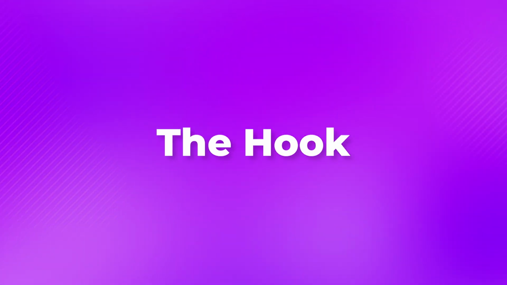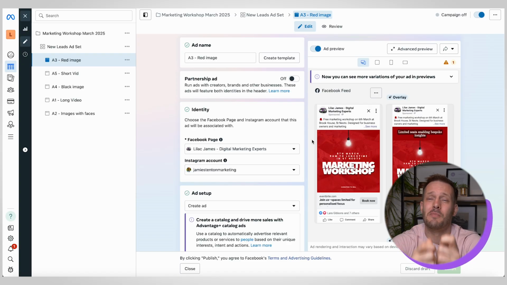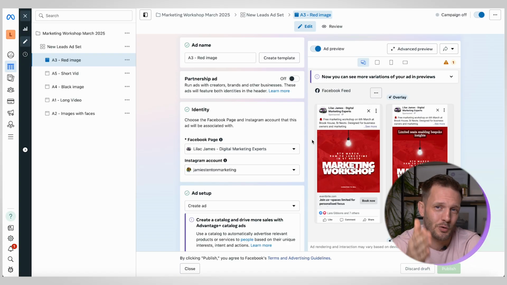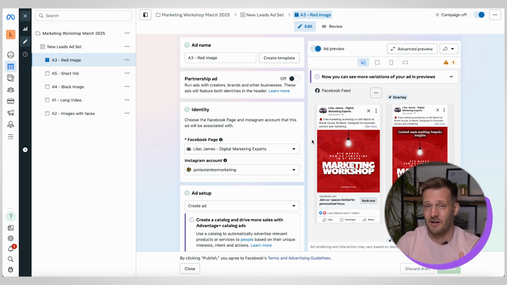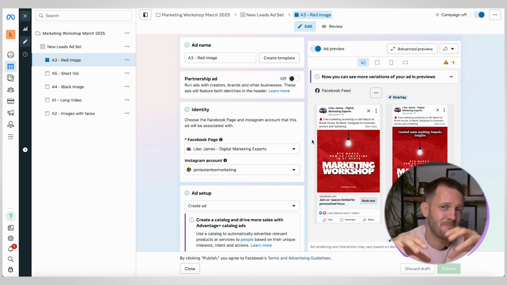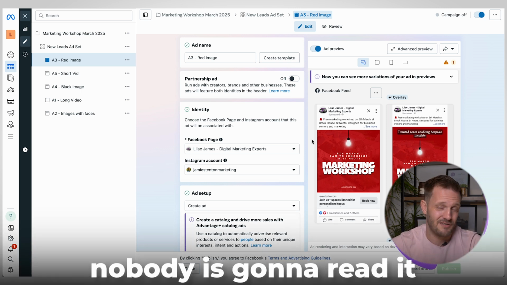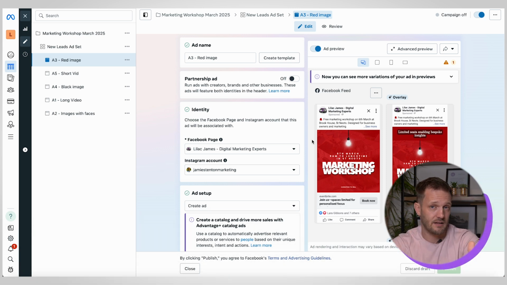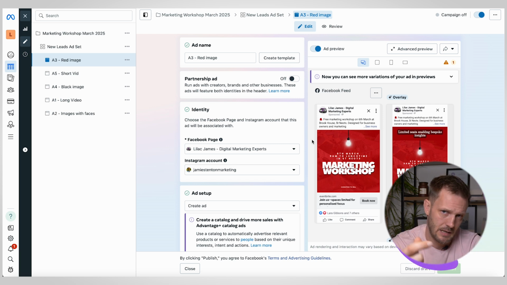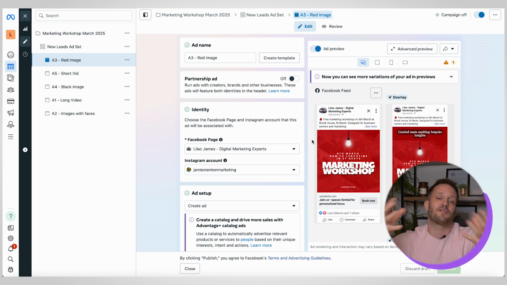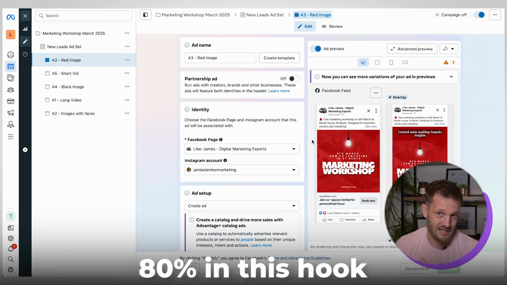So let's talk about this hook. The hook is the most important part of all of your copy. It's like a newspaper headline. If the newspaper headline is rubbish, it doesn't matter how good the article's going to be, because nobody is going to read it. Nobody is going to scroll further down if the headline isn't captivating, and it's the same for your hook. So if you had to divide your creative energy, I would say you want to be putting as much as 80% of that creative energy in this hook.